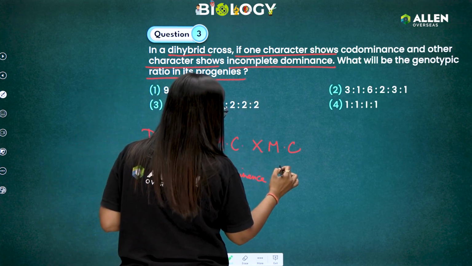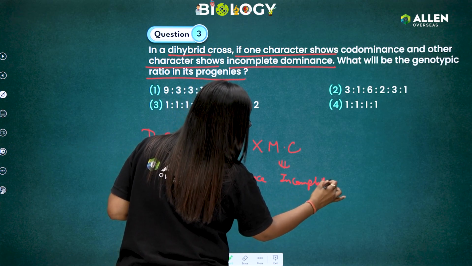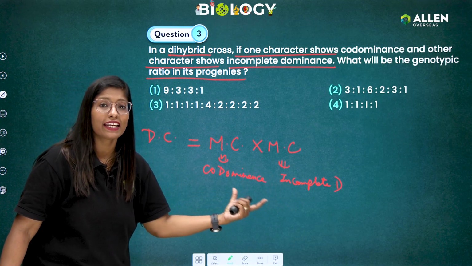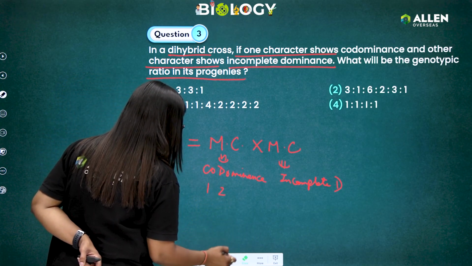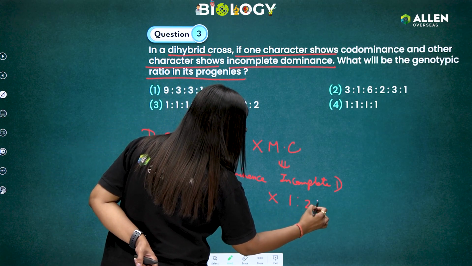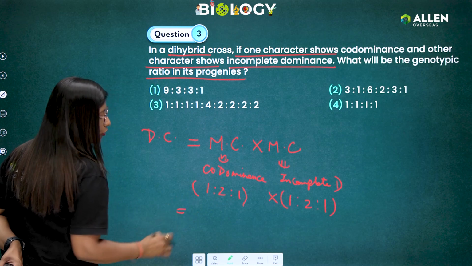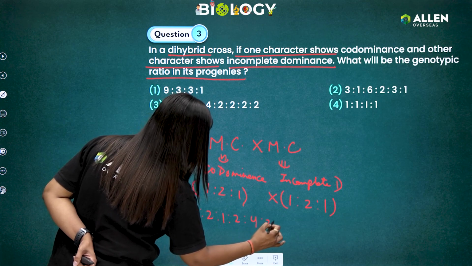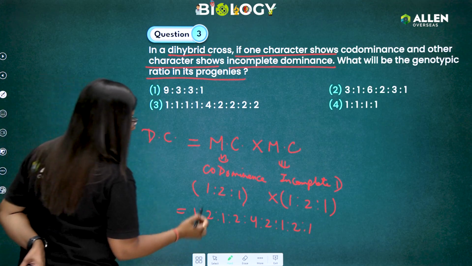Now here they have given that of the two characters which we have taken, one shows codominance and another character shows incomplete dominance. We know what the genotypic ratio is for codominance. It's 1:2:1, right? Similarly, for incomplete dominance also, the genotypic ratio is 1:2:1. So simply we will multiply them, and the ratio that you're going to get is 1:2:1:2:4:2:1:2:1.